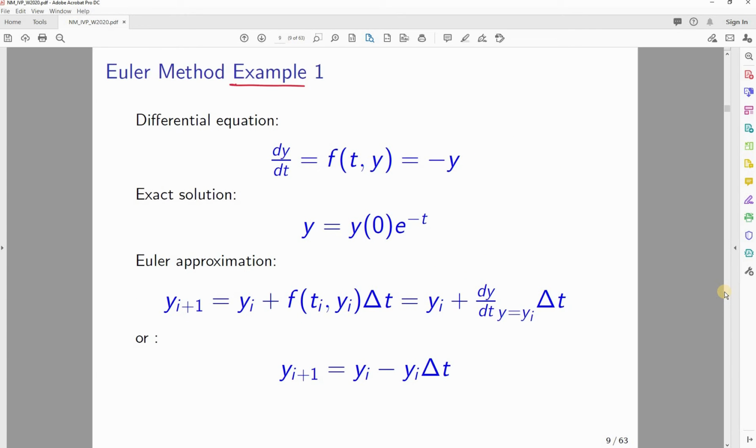All right, so here's example number 1. All right, so we've got this differential equation, okay, it's a very easy one, but the slope information, the function itself, is nothing more than this, minus y, okay? So here's the exact solution, all right?